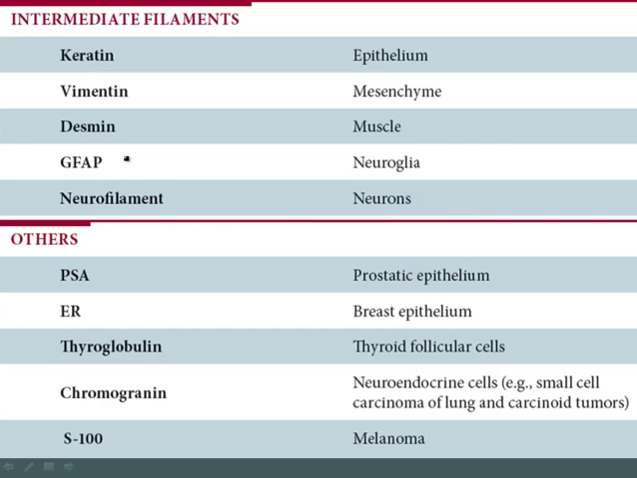Now let me remind you that cells have a cytoskeleton, and the cytoskeleton contains filaments, and one of those filaments is the intermediate filaments. One subtype of filament of the cytoskeleton is the intermediate filament.